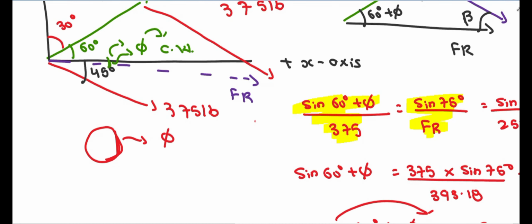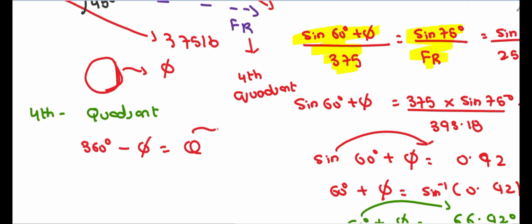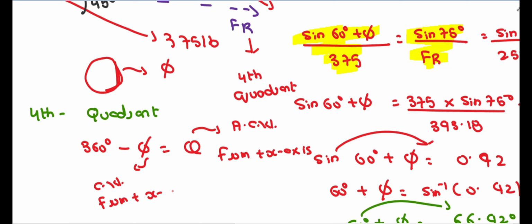So the resultant vector lies in the fourth quadrant. If the resultant vector lies in the fourth quadrant and we are going to find its direction or angle from the positive x-axis, for the fourth quadrant we have the formula 360 degrees minus phi equals theta. Theta is the anti-clockwise angle of the resultant vector measured from the positive x-axis, and phi is the clockwise angle of the resultant vector measured from the positive x-axis.